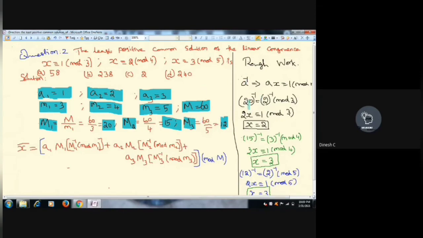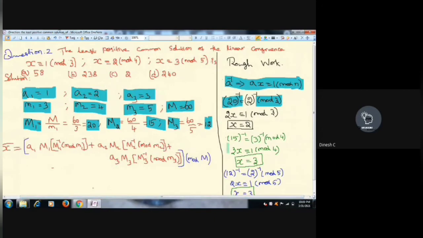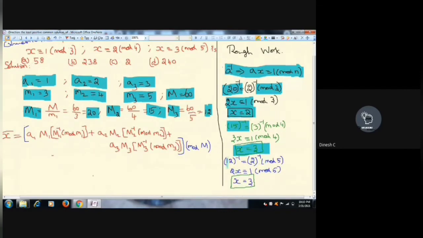Also M1 inverse is nothing but 20 inverse mod 3. Initially we write it in the form of 2 inverse. By using the formula, A inverse implies AX congruent to 1 mod n. So 2x congruent to 1 mod 3, which implies x equal to 2. So 20 inverse is equal to 2 mod 3. Similarly, for 15 inverse we get the value 3, and for 12 inverse we also get 3.